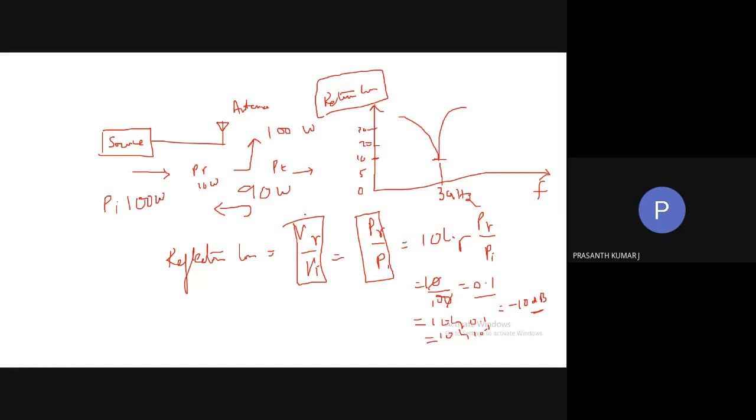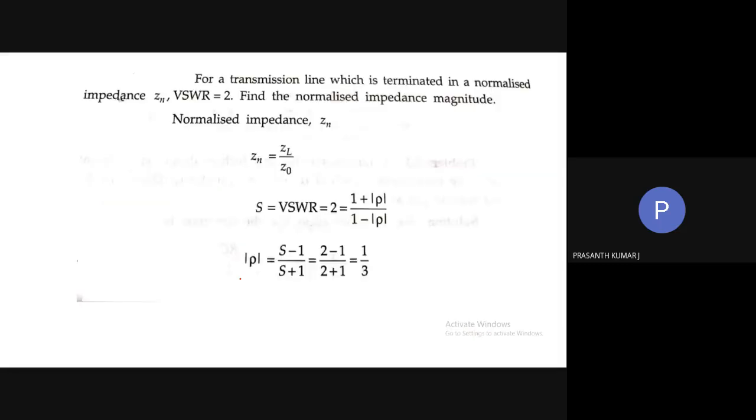All these parameters, reflection coefficient, standing wave ratio, are used at high frequencies in antennas, in communication transmitters, receivers, oscillators. In all these components we are using these parameters. Okay, so that is the application of return loss or reflection coefficient. Both are the same. So there is a problem on normalized impedance. This is about VSWR. So what is the problem that is given? See here.